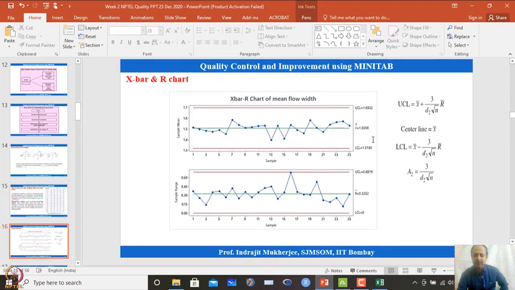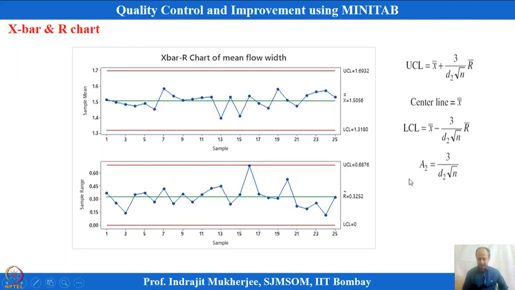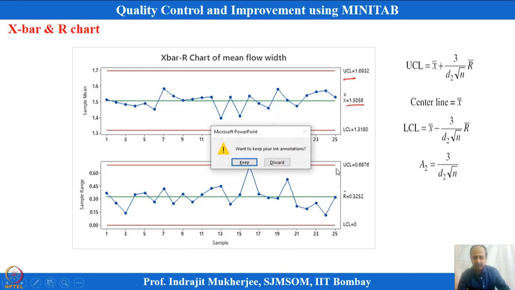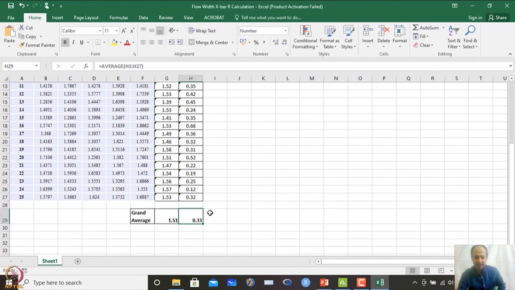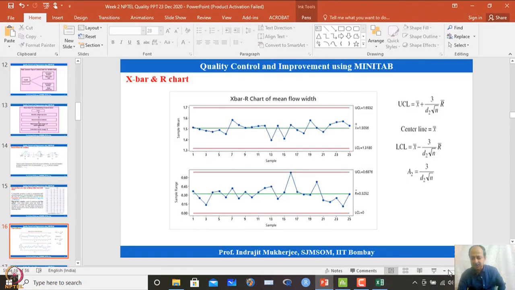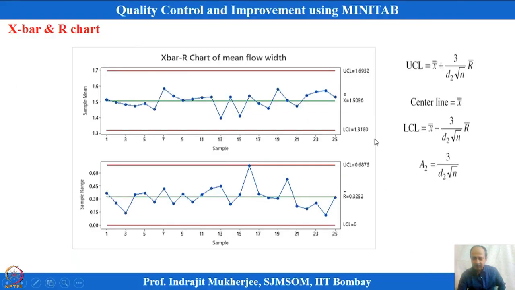And what is the formula that is used to create the control chart? Minitab will use a calculation method to get the upper control limit line over here, and this is X double bar 1.50, which is the same as the grand average we have calculated. Maybe we can cross check in Excel. Grand average is 1.51 and range average is 0.33. Minitab calculates 1.5056 and that is close, and the range is 0.3233, which is also close. So, Minitab does the same calculation.